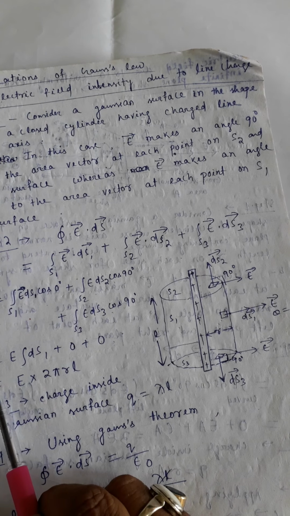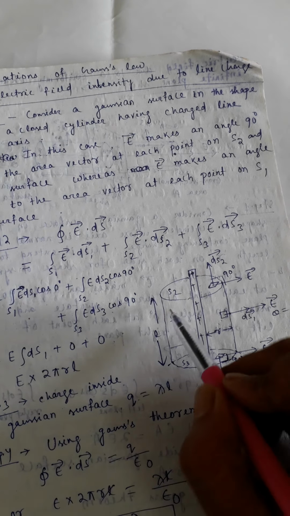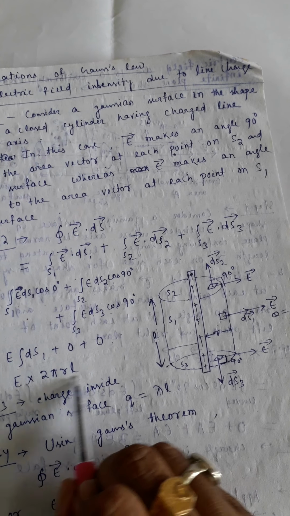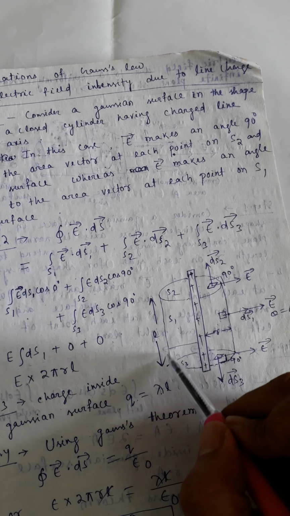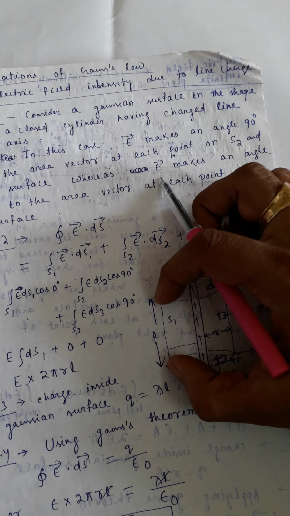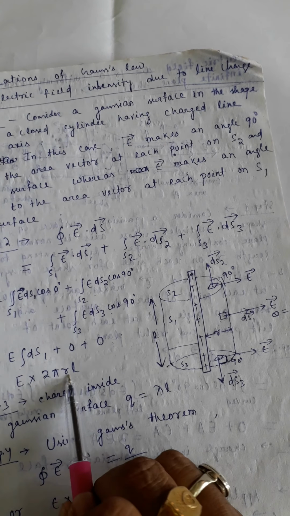So the total electric flux phi E is equal to E into the integration of ds1. This is the area of a cylinder, that is 2 pi r h. Since the length of the cylinder is L, it is E into 2 pi r L.